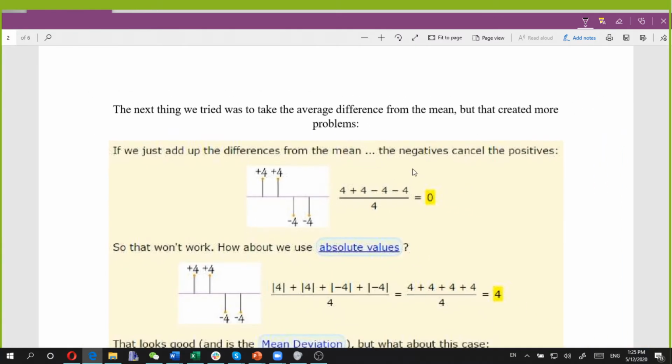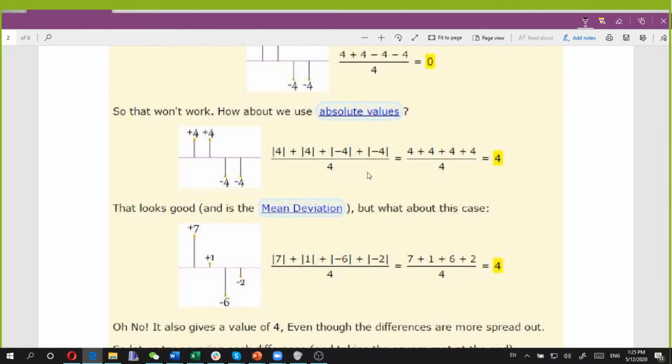the first thing we did was we tried to just add up the differences and then cancel the positives. The problem is if I just add up the differences, we'll always end up with something close to 0 because our numbers that are positive above the mean and our numbers that are below the mean are going to cancel out. So if I have numbers that are 4 units above the mean and numbers that are 4 units below the mean, we add them all together, divide by our total number of numbers, we get an average distance from the mean, which is 0.